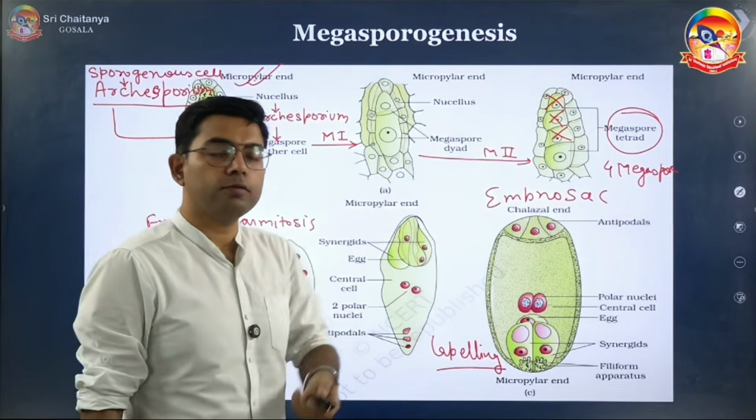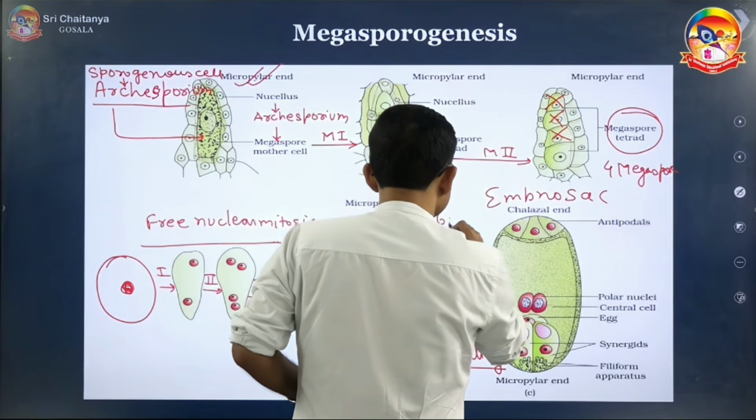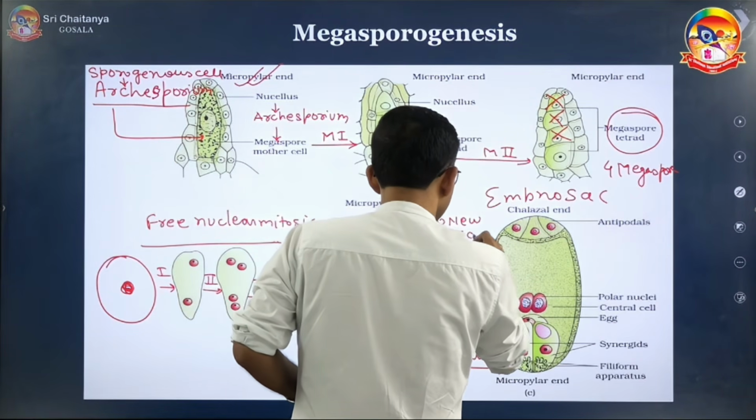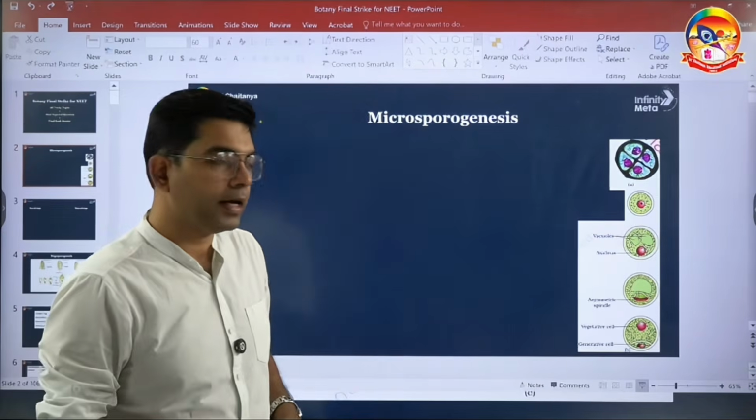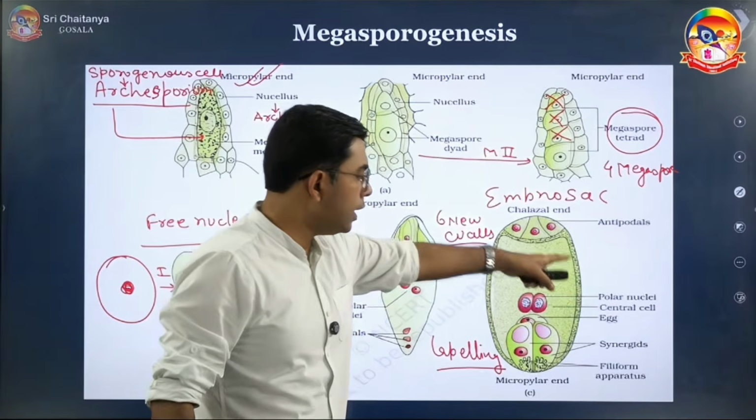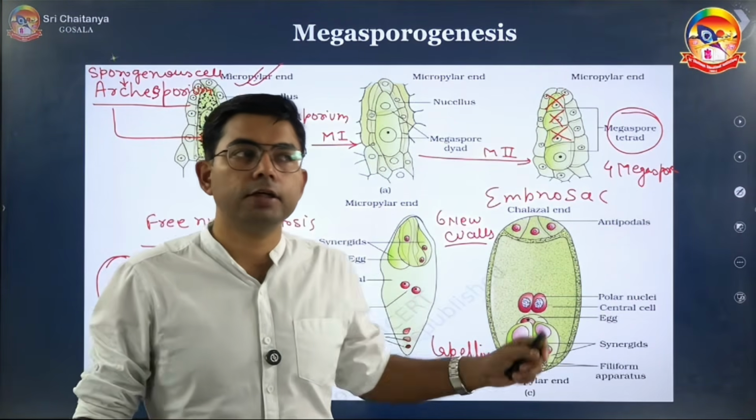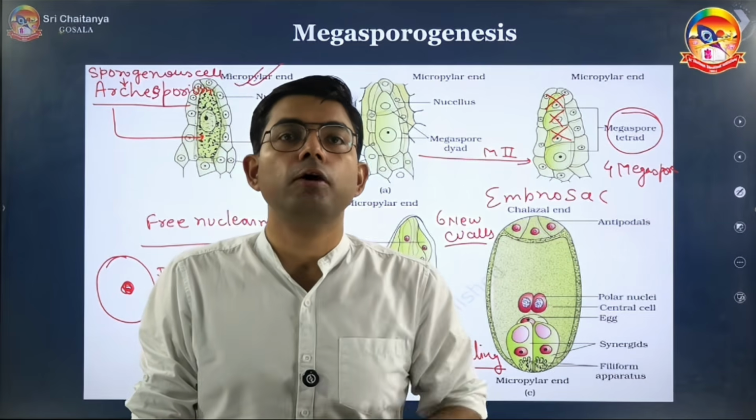How many new cell walls are formed? So 6 new walls are formed. You will say, sir, 7 cells are there, then why 6 walls are formed? Because one wall is old. The central wall is the old wall. So you need only 6 walls to form 7 cells.